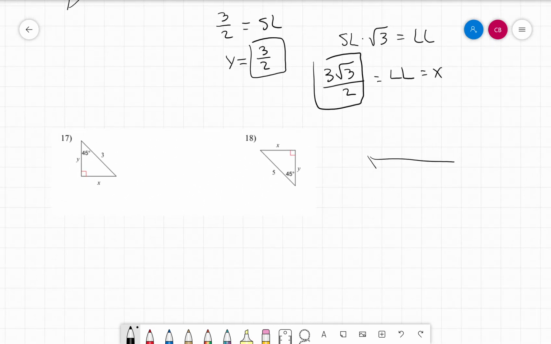These are isosceles triangles. This is 45. This will also be 45 because remember 45 and 45 is 90, 90 plus 90 is 180. So the inside added up to 180. Okay, the hypotenuse is this one.